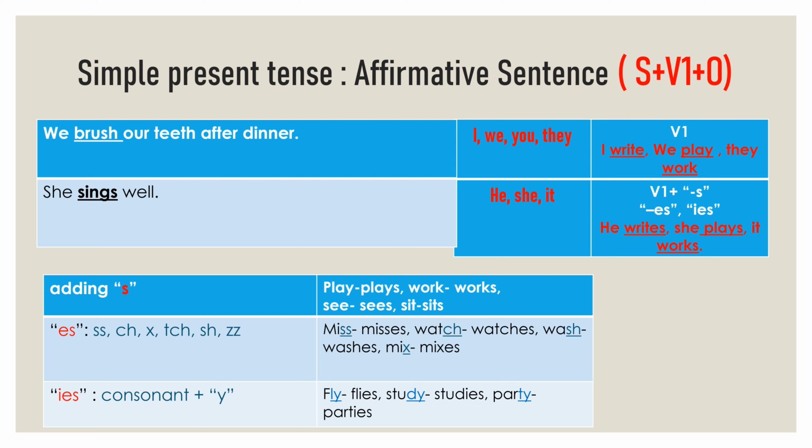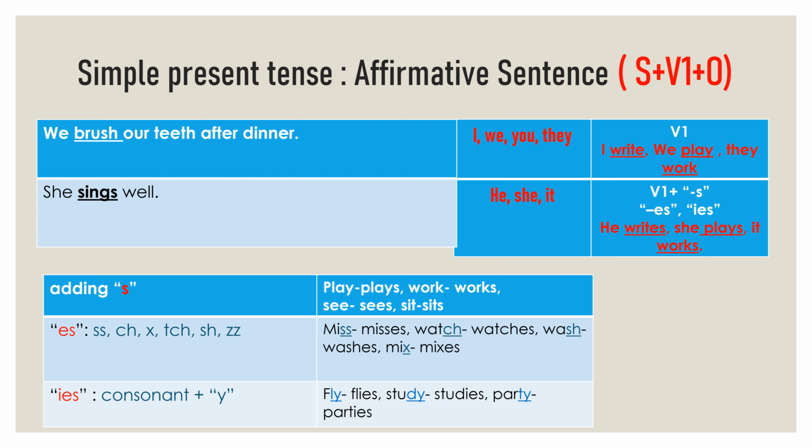Now let's move to the examples. We brush our teeth after dinner. Here the subject is we and verb is brush. In simple present tense, we use the original form of the verb when the subjects are I, we, you, they, or any plural subject. Examples: I write, we play, they walk.